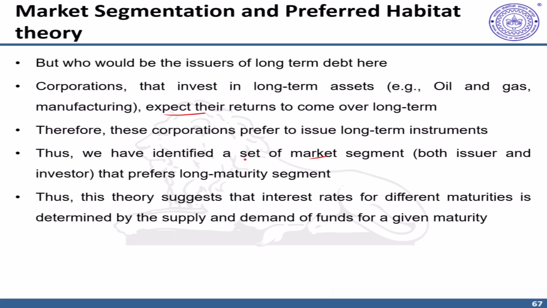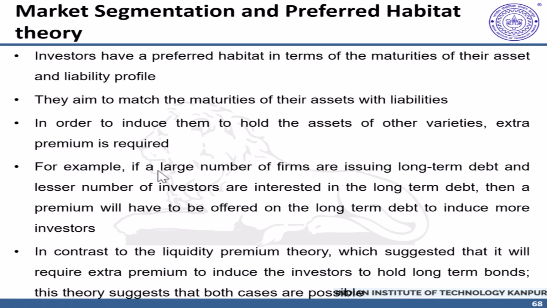Now, in a market, the prevailing interest rate at different maturities would reflect the supply and demand at a given maturity. So, for example, if supply is higher in a particular maturity and demand is less, interest rates may fall. And similarly, if supply is less and demand is more, interest rates may rise. This is also called preferred habitat theory because it suggests that investors have a preferred habitat of maturities for their asset-liability profile. They would like to match the maturities of their assets with liabilities so that they are least exposed to interest rate risk.